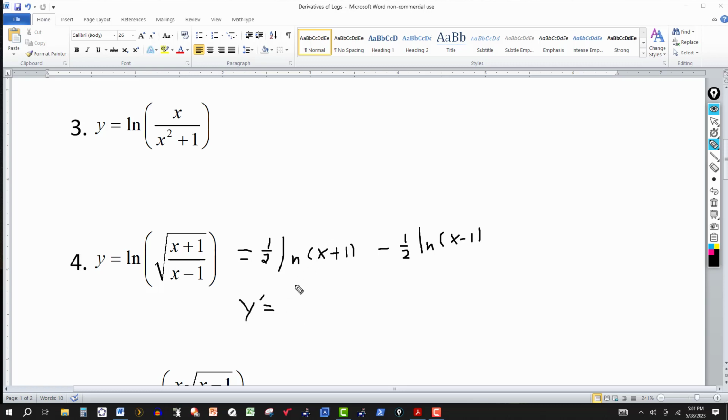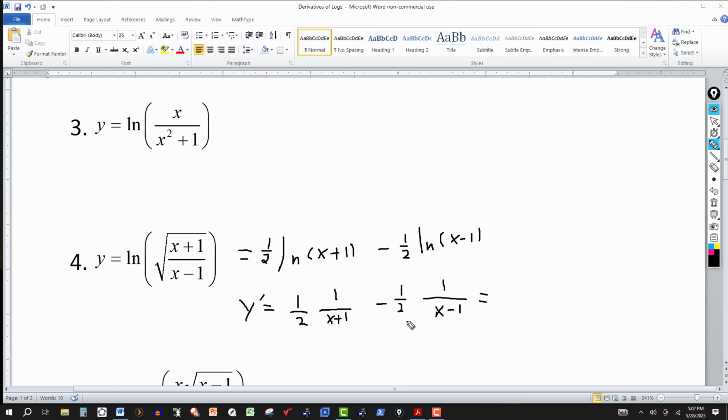So the first expression here, I have the 1/2 here, and the derivative of that would be, the derivative of x plus 1 is 1, and then the x plus 1 goes in the denominator. Same thing with the next one. Got the minus 1/2. Derivative of x minus 1 in the numerator is 1, and then that u, in this case x minus 1, goes to the denominator. And like I said, that's basically your answer there.